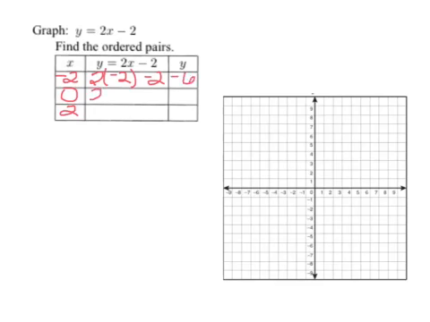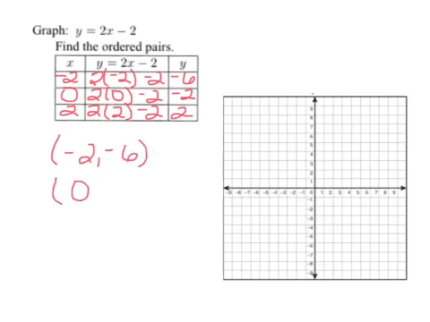Now let's plug in 0. So I'm going to do 2 times 0 minus 2. Well, 2 times 0 is 0. 0 minus 2 is negative 2. And now let's plug in a positive 2. 2 times 2 is 4. 4 minus 2 is 2. So my ordered pairs are negative 2, negative 6, 0, negative 2, and 2, 2. Let's go ahead and plot those.